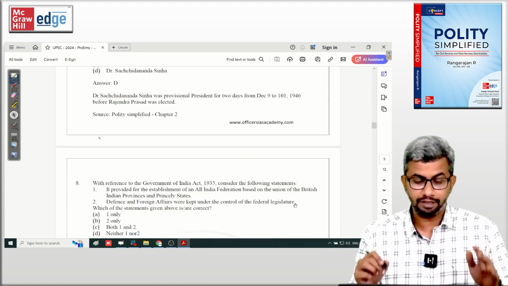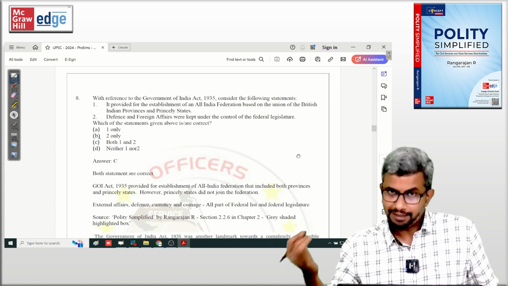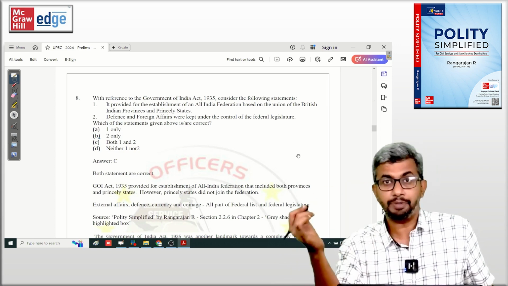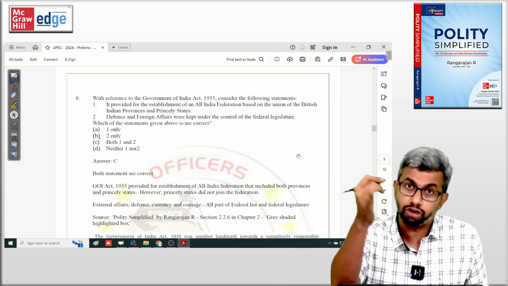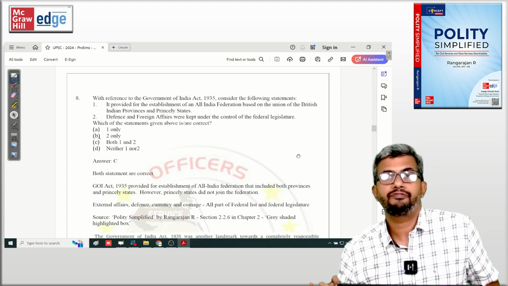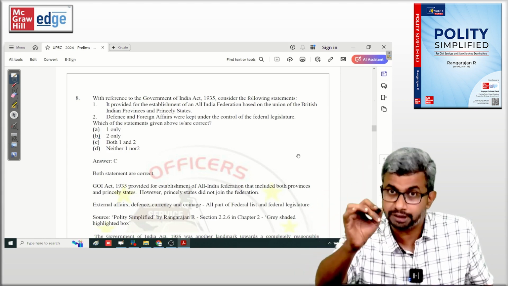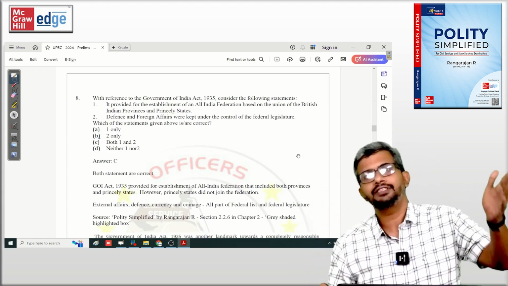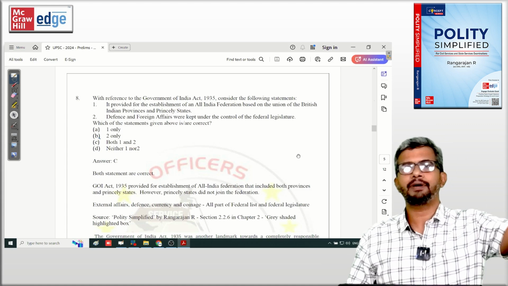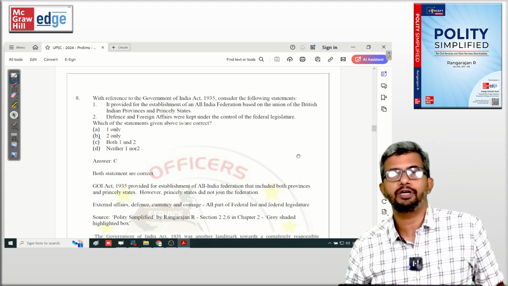Government of India Act 1935. It provided for establishment of All India Federation. Yes. Of the British provinces and the princely states. The princely states did not join the federation, but the act provided for both of them to be part of the federation. So the first statement is correct. And defense and foreign affairs definitely were part of the federal list, and by the federal legislature or the parliament only they could be enacted.